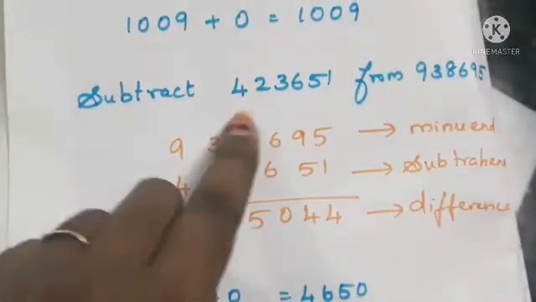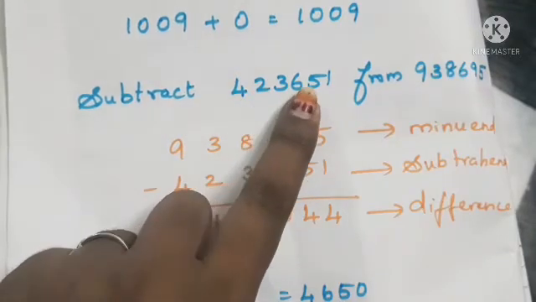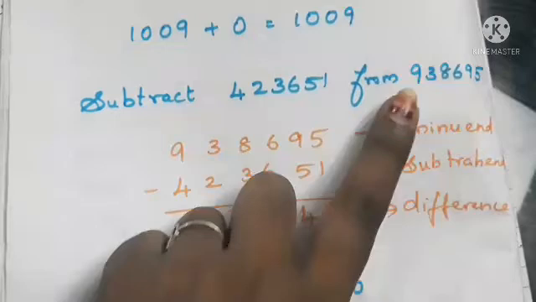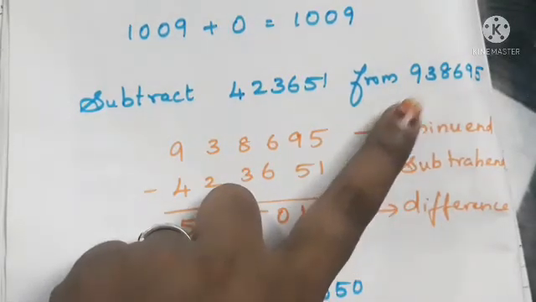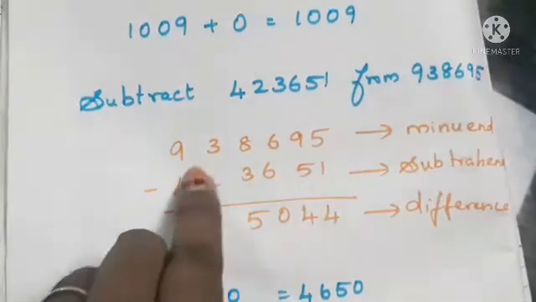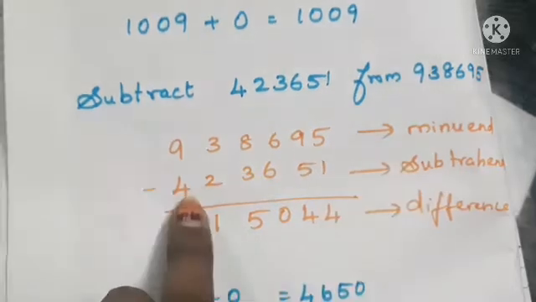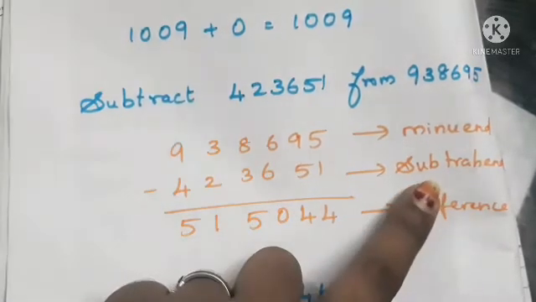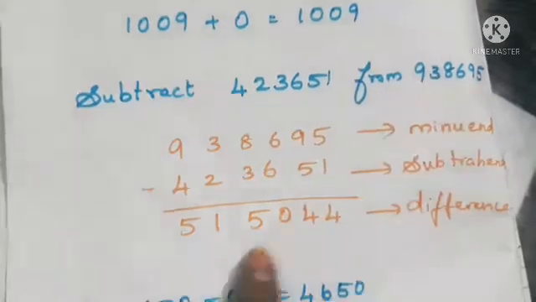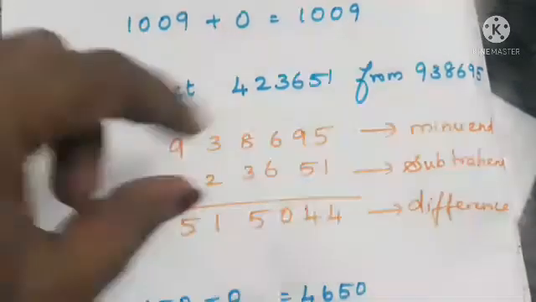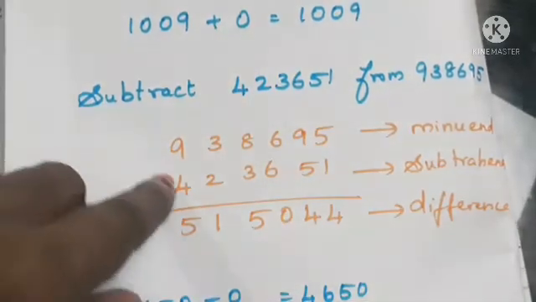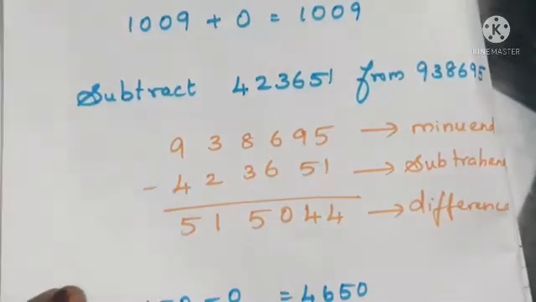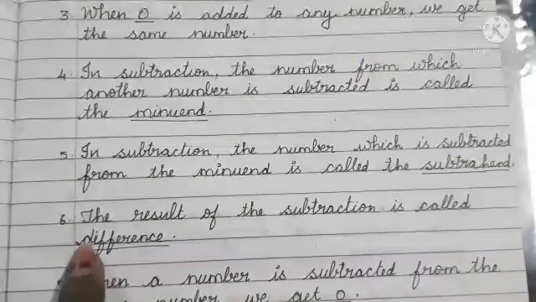Look at here. Subtract 4,23,651 from 9,38,695. From which number are we subtracting? From this number, 9 lakh. That bigger number is called the minuend, and the number we are subtracting from the minuend is called the subtrahend. After subtracting the 2 numbers, we get the answer, that is called the difference.